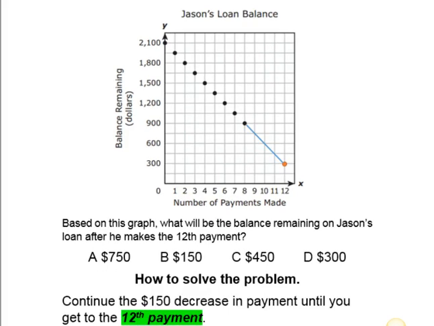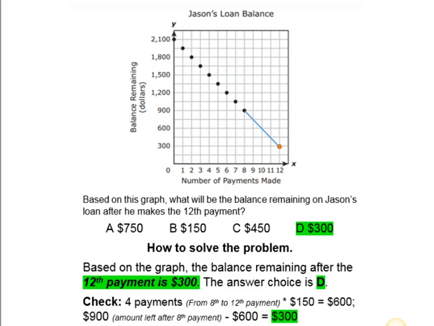Since we know that, we can plot a graph to show us what balance he will have remaining after the 12th payment, and we've done that in the picture. After the 12th payment, what is the correct answer choice for the balance remaining after Jason makes that 12th payment? If you said D, $300, you are correct.